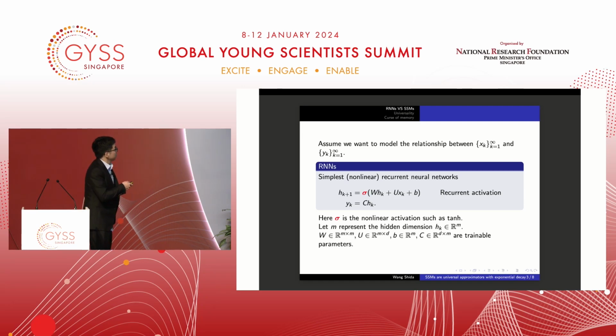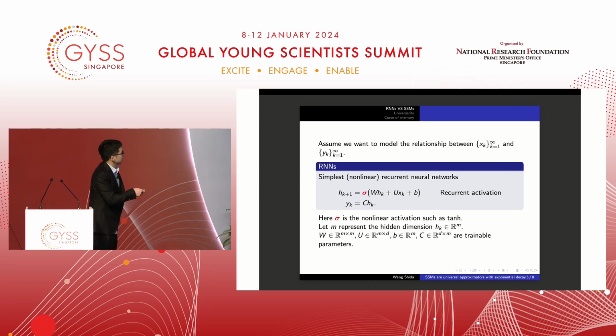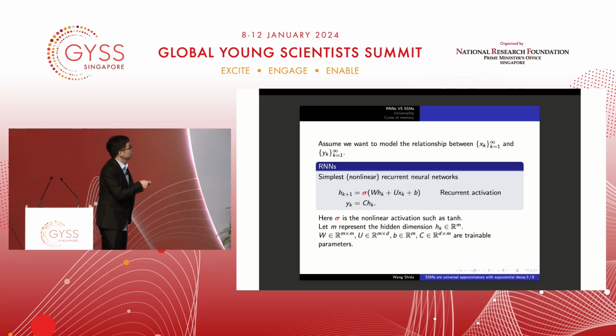Here is just some notation: h is the hidden state, and W, U, B, C are the trainable parameters. In practice, these trainable parameters W, U, B, C are trained by an optimizer like Adam.